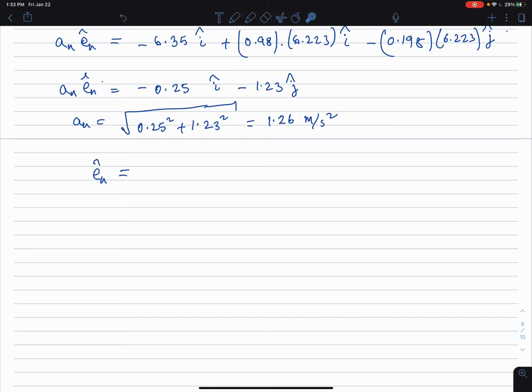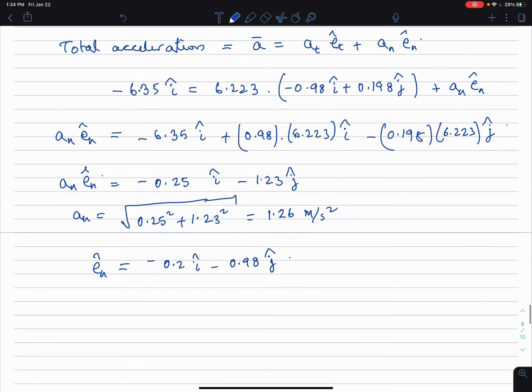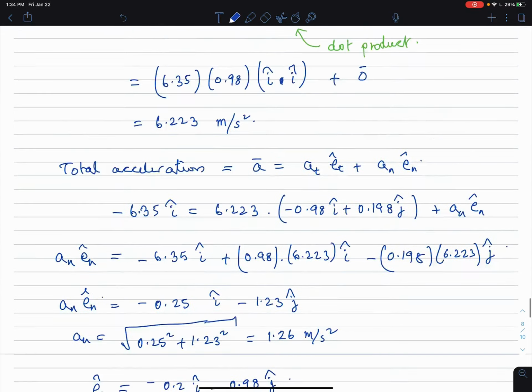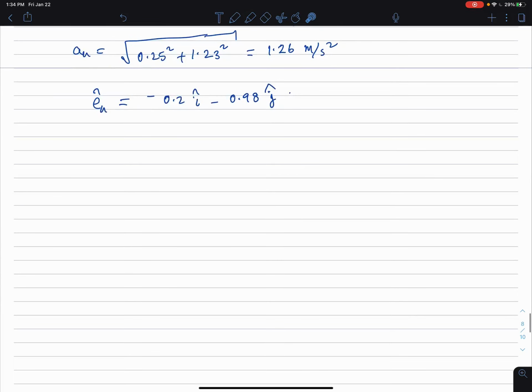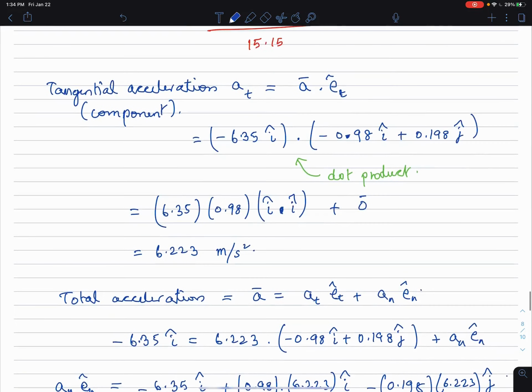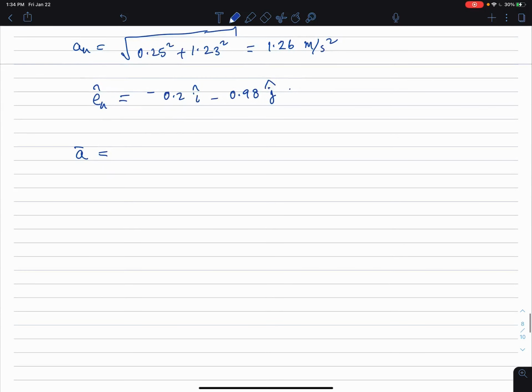Which I'm calculating offline. And supposedly it's equal to minus 0.2 i plus or minus 0.98j. So that's en. But we were asked for the total acceleration along the tangential and normal components. So basically what we have is A equals the tangential component, 6.223 et, plus An, which is the normal component, 1.26 en. So this is actually the answer.